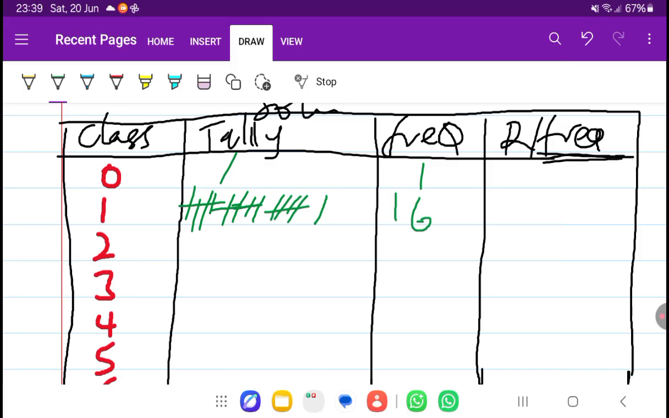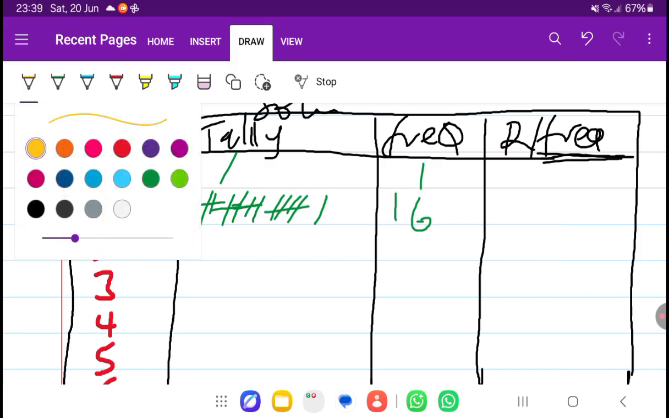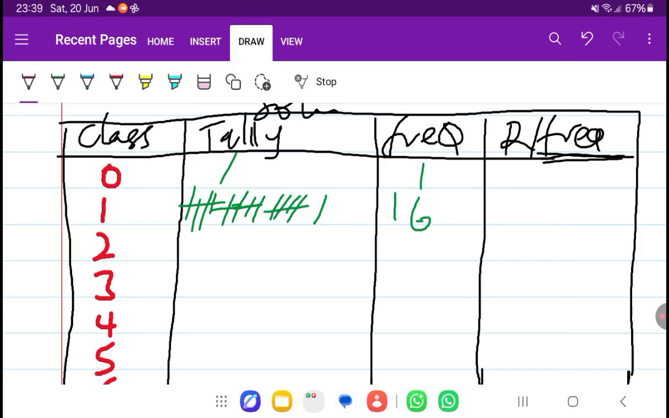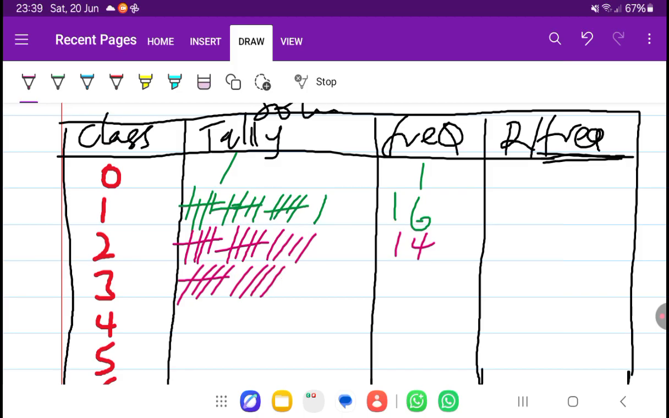Then for this one, the 2 were 14. These ones were 14. 1, 2, 3, 4. That is 5, 6, 7, 8, 9, 10, 11, 12, 13, 14. Those are 14. Then for the 3, there were 12 3s. 1, 2, 3, 4, 5, 6, 7, 8, 9, 10, 11, 12. So those are 12. For the 4s, we had only 3 4s.